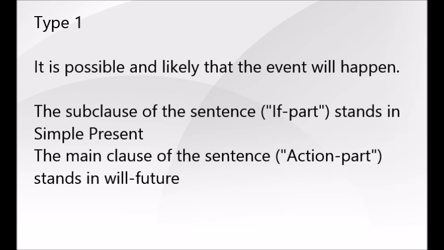We use type 1 of the if clauses if it is possible and likely that the event will happen. So the condition has to be possible to be fulfilled, and likely to be fulfilled. The subclause of the sentence, so the if part, stands in simple present, and the main clause of the sentence, so the part of the action or the fulfilling of the condition, stands in will future.